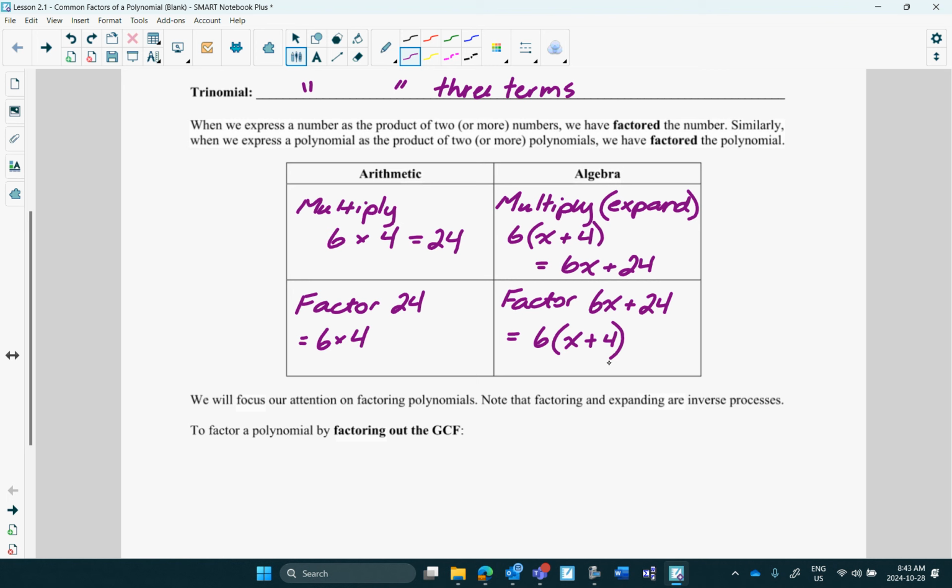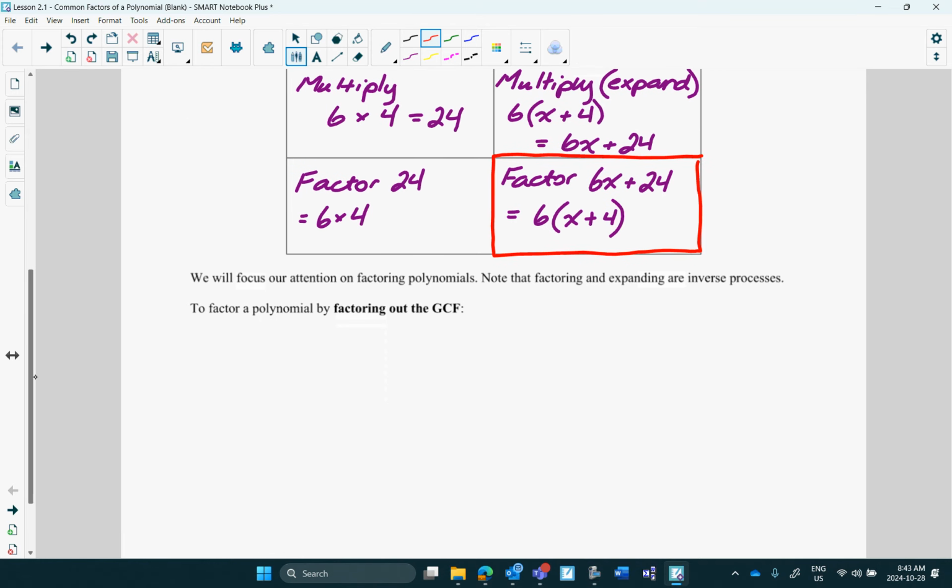So this is what we're going to focus on right here. And there are different ways to factor depending on what you're given as an expression. We're going to look at ones like this to start with. The first one we're going to look at is how to factor by factoring out the GCF. You remember what GCF stands for? Greatest common factor.